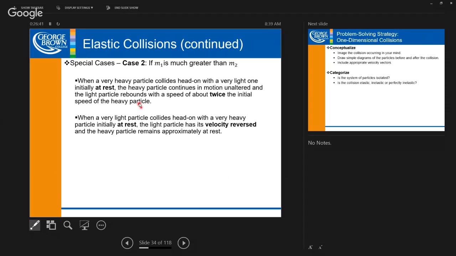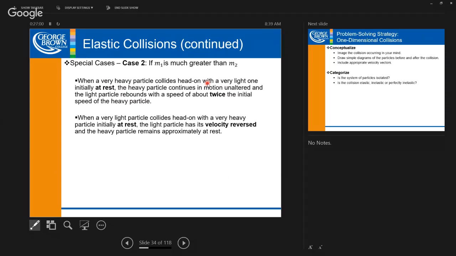So, for example, when the very light one is at rest and it's getting hit by, let's say, a bowling ball hits a cue ball, then the cue ball is going to take on about twice the speed of the bowling ball, which is kind of a weird thing because the bowling ball is so massive. It's just a property of how this thing works, right?